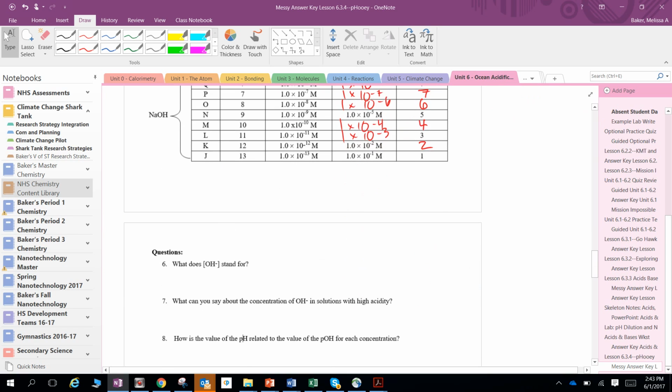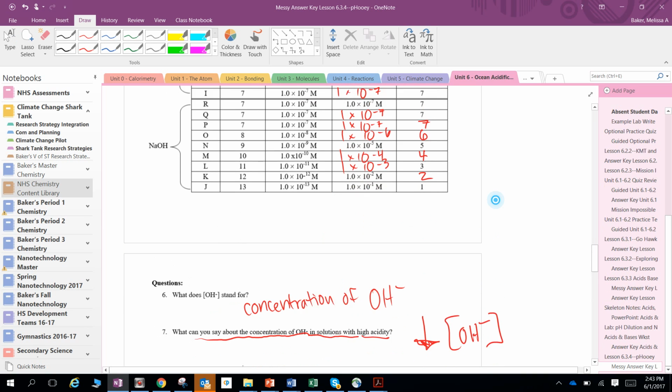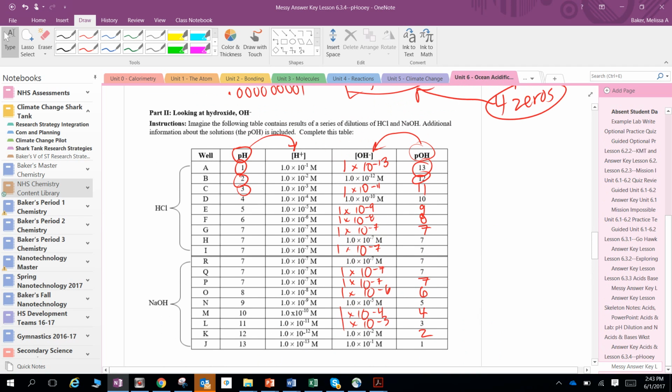Okay, let's look at some questions. What does brackets around OH minus stand for? It stands for the concentration of hydroxide ions. What can be said about the concentration of hydroxide in solutions with a high acidity? It's going to be very low, because if it were high, it would be a base. So we can see if the acidity is very high, meaning a low pH, look at how small this number is for the concentration of the hydroxide ions. Hopefully I got the right number of zeros there. Very small.